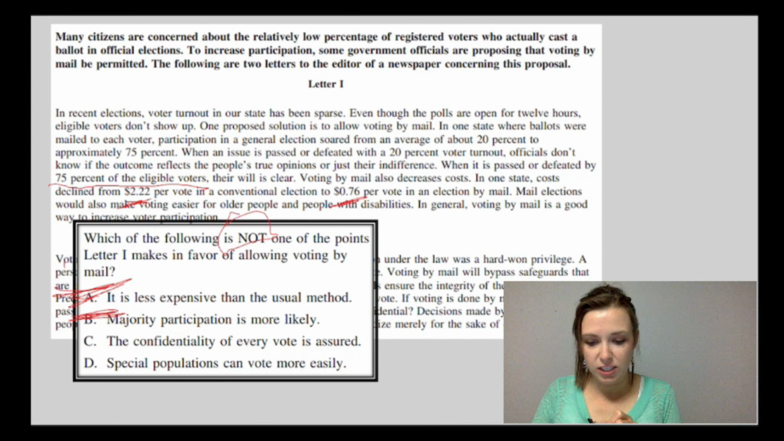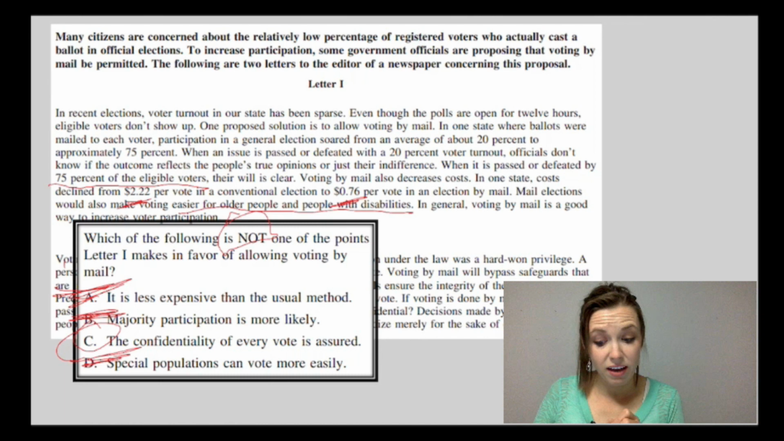The confidentiality of every vote is assured. That they didn't really talk about. Special populations can vote more easily. Yeah, it talked about that, right? Older people and people with disabilities. So that leaves us with the answer of C, the confidentiality of every vote is assured.